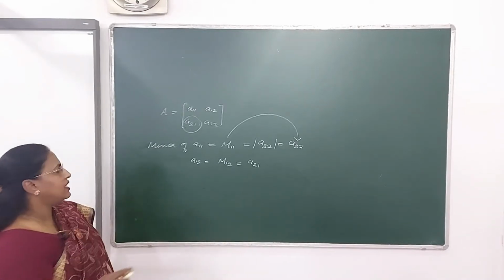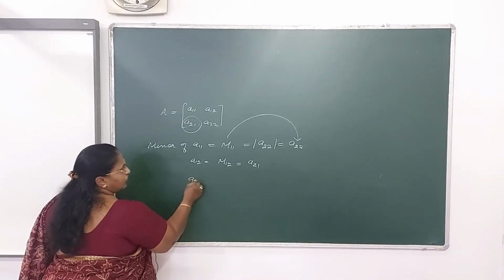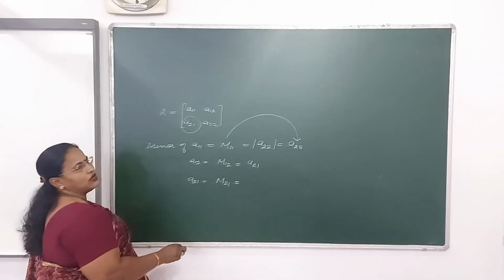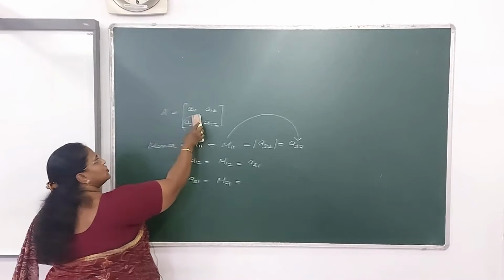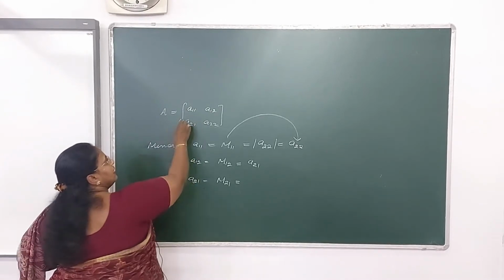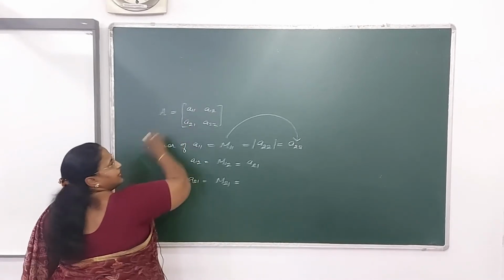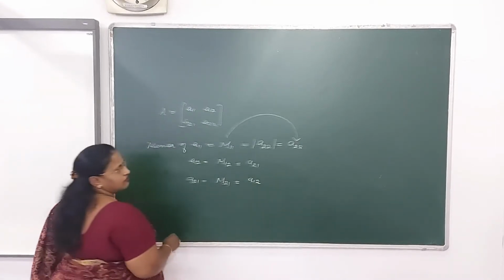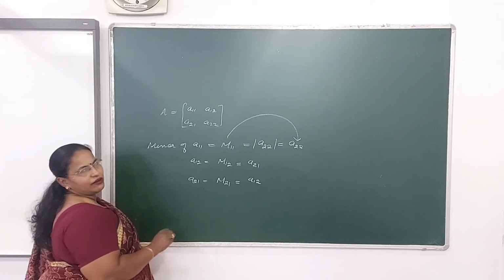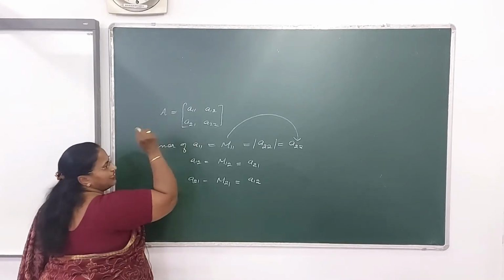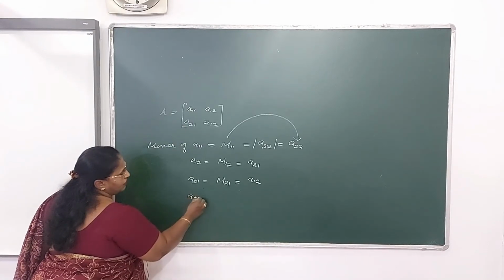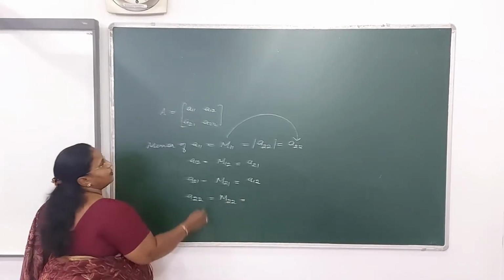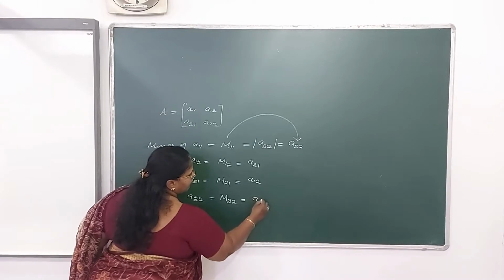Likewise, let us find out the minor of A21. Minor of A21 is M21. And what is M21 equal to? Delete the second row and the first column. So when you delete it, the value is A12, and the determinant value of A12 is A12 itself. Now just one element is left, get the minor of that. So what is the minor of A22? Minor of A22 is M22. And what is M22 equal to? M22 is equal to A11.